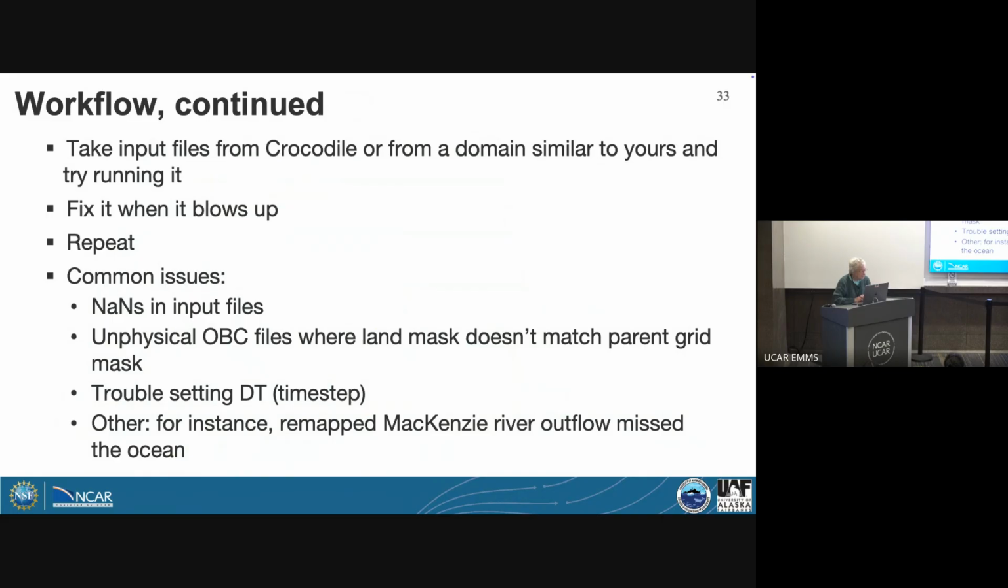You also have to do some trial and error to find a time step or set of time steps you're happy with. But there are other random weird things that can happen, like the river remapping from GLOFAS. I had a case where the Mackenzie River outflow in GLOFAS ends not at the coast, but inland a bit. And you need to account for that when you're doing the remapping. You have to give it some distance to carry those outflow cells to the coastline of your domain.